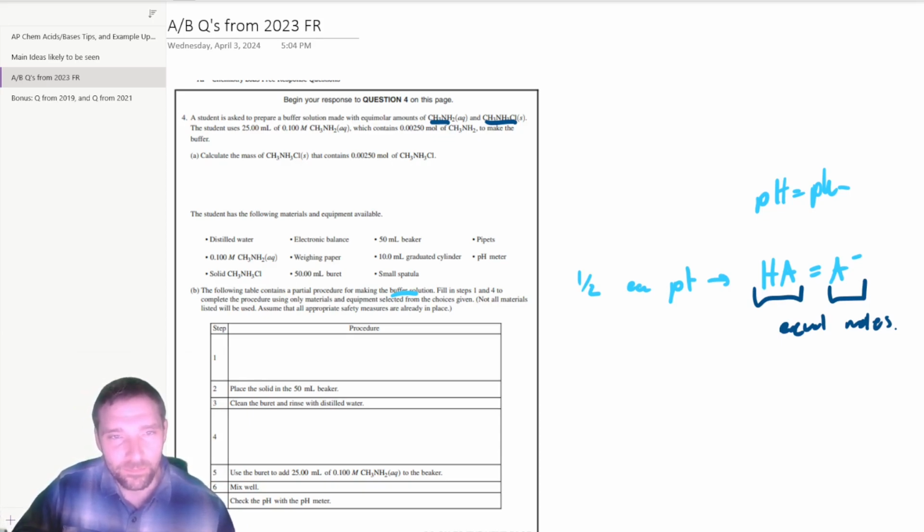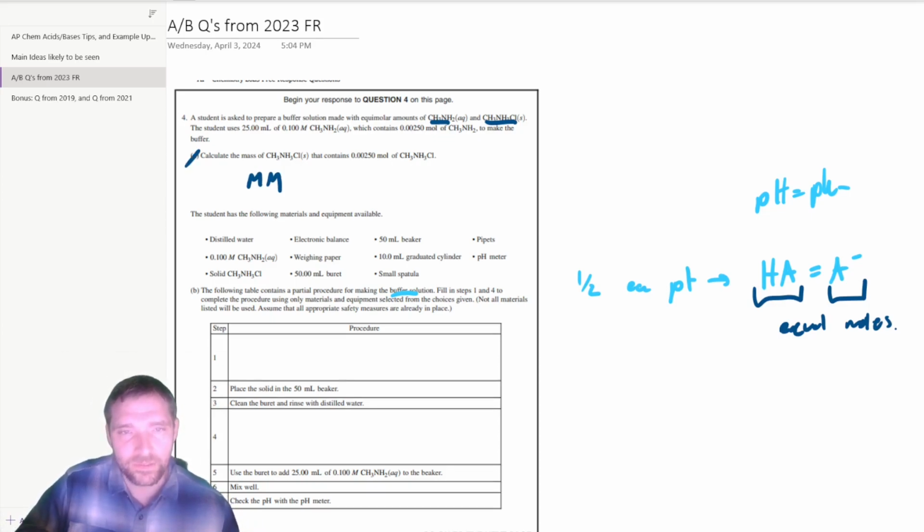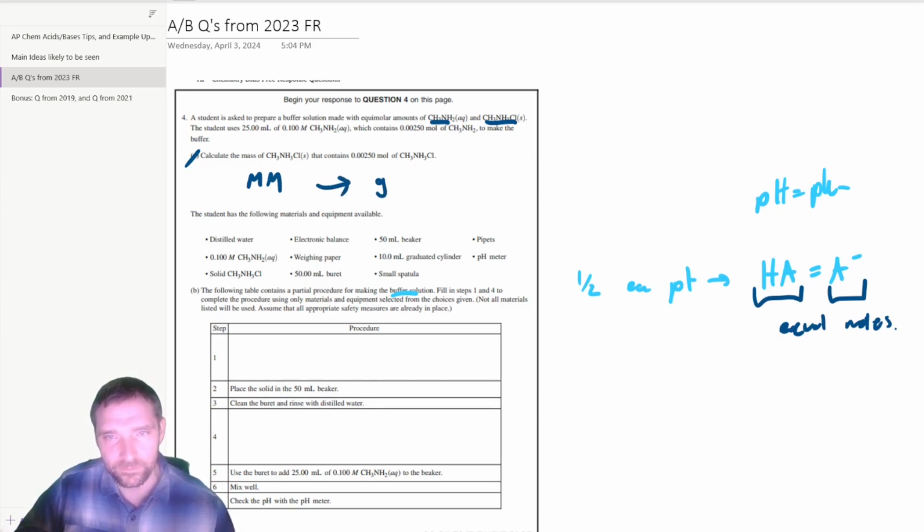So part A is pretty straightforward. That's just a molar mass calculation right there. So you've just got the moles. I'm going to skip that just to focus on the acid base component here. That is going to tell you the amount of grams of the CH3NH3Cl that you have present.